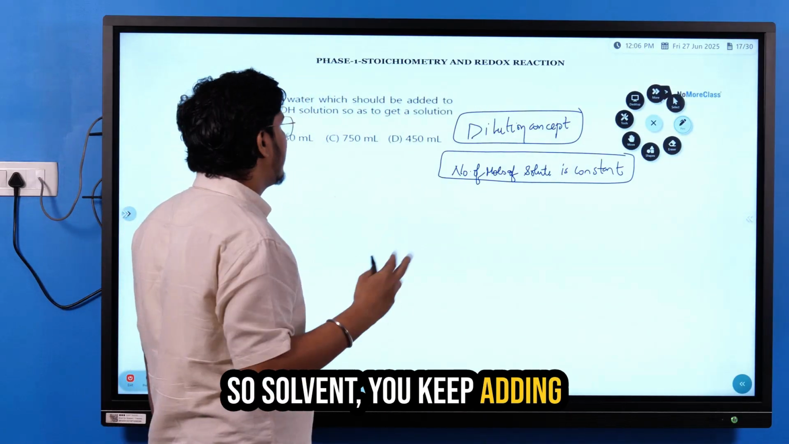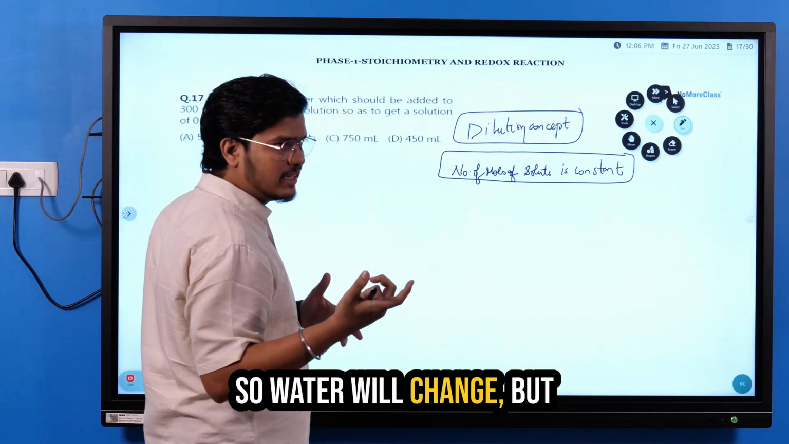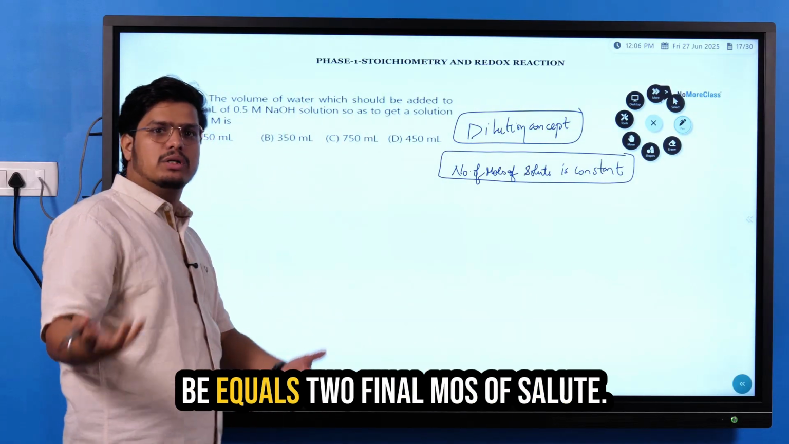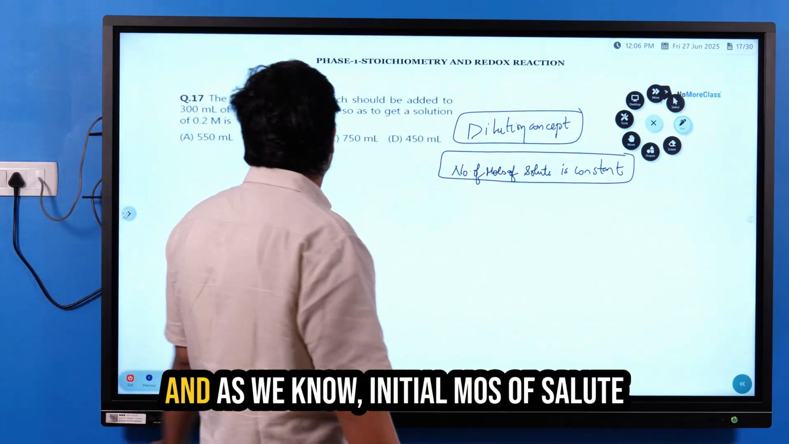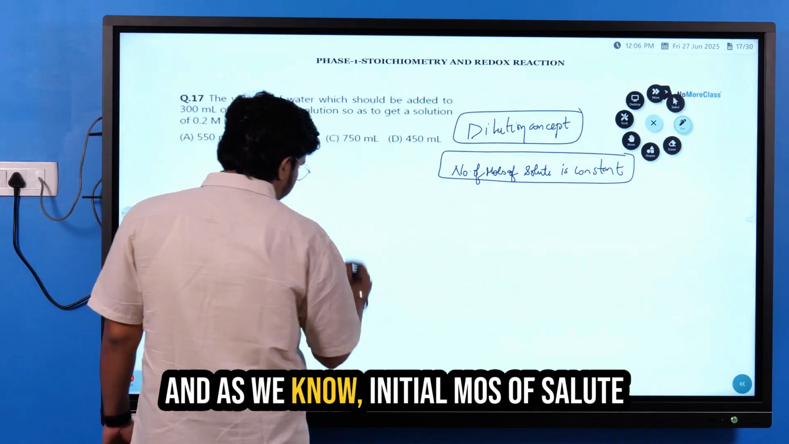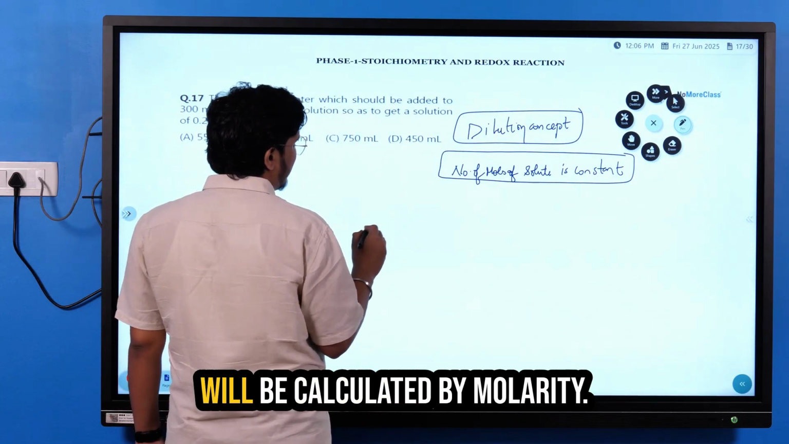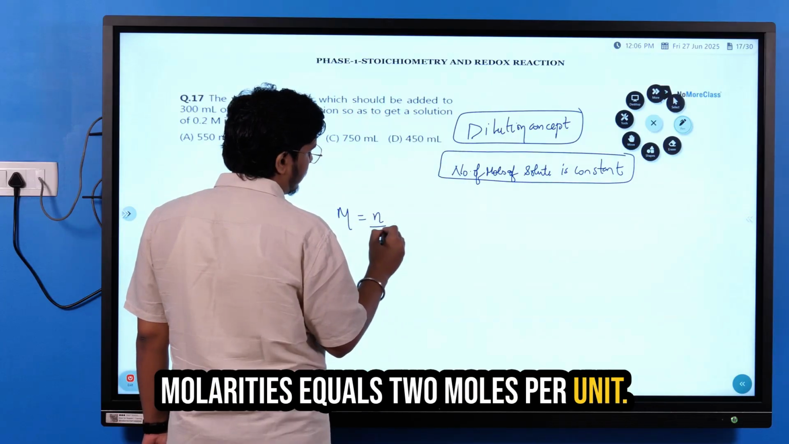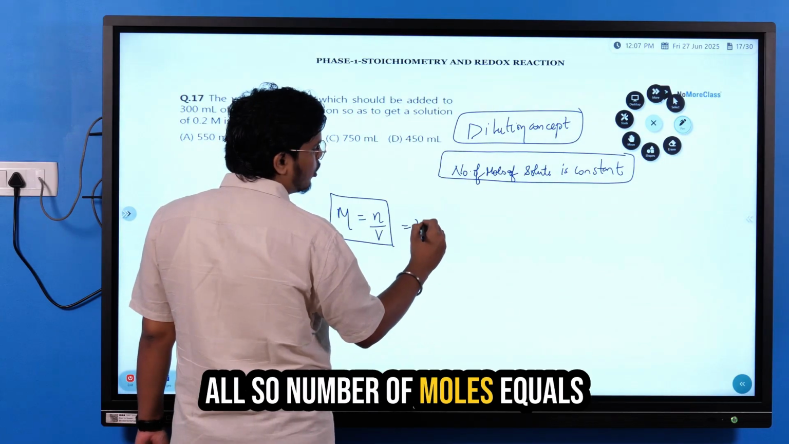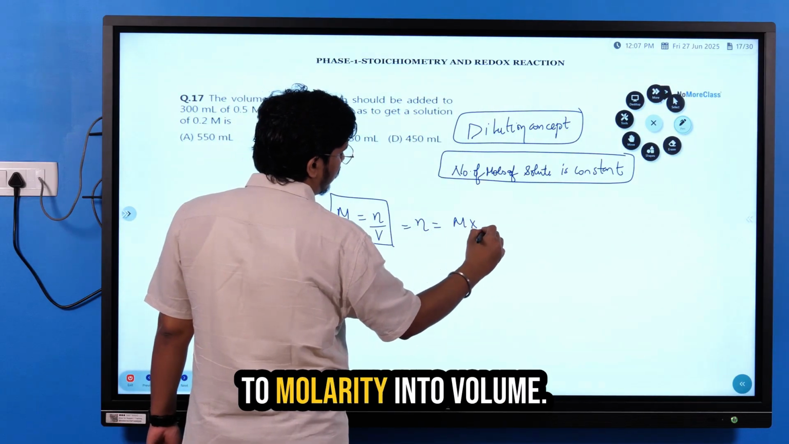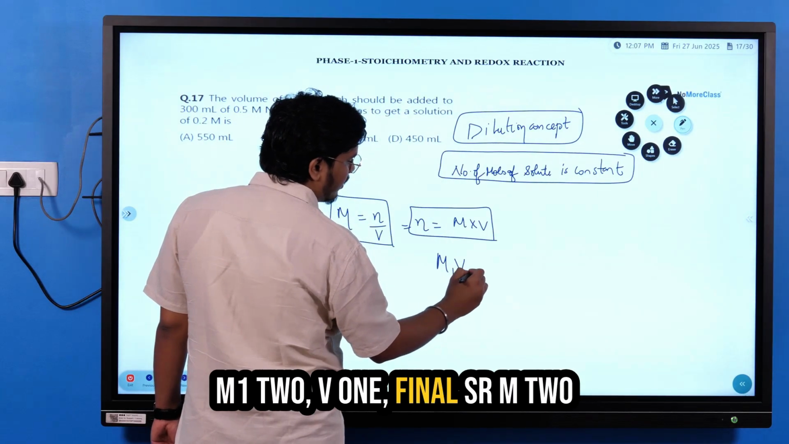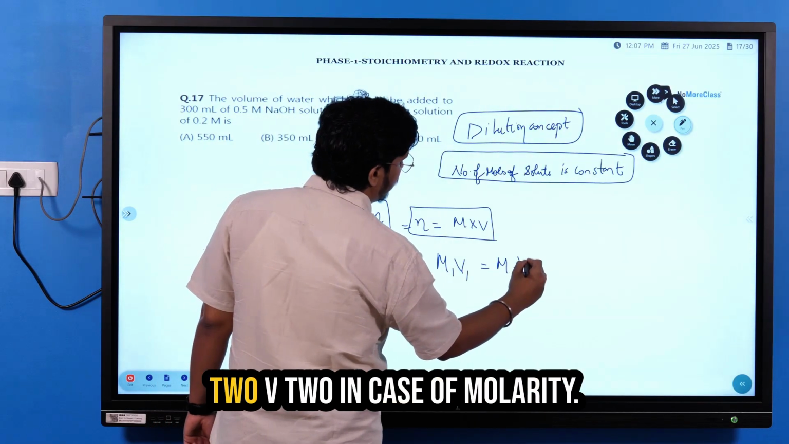So the solvent you keep adding, water in this case, so water will change, but moles of solute will be constant. So initial moles of solute will be equal to final moles of solute. And as we know, initial moles of solute will be calculated by molarity. Molarity is equal to moles per unit volume. So number of moles equals molarity into volume. So can I write, initial moles are M1 into V1, final moles are M2 into V2.